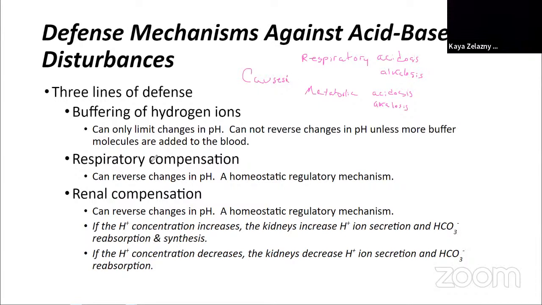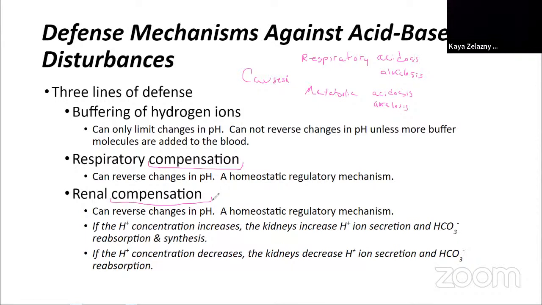Now we're going to think about compensation. Compensation means we're trying to reverse or fix the problem. That's the other thing we would be trying to diagnose if we're measuring, say, the pH of the blood or the carbon dioxide content of the blood. What we're first trying to diagnose is what's causing the problem. Is it respiratory or is it metabolic? And then we're going to think about what system is compensating for this issue. Is it respiratory or is it renal?